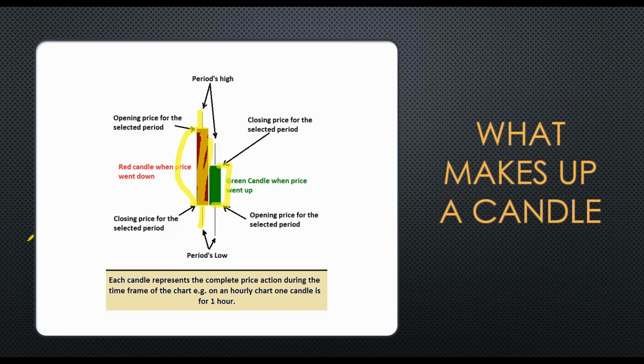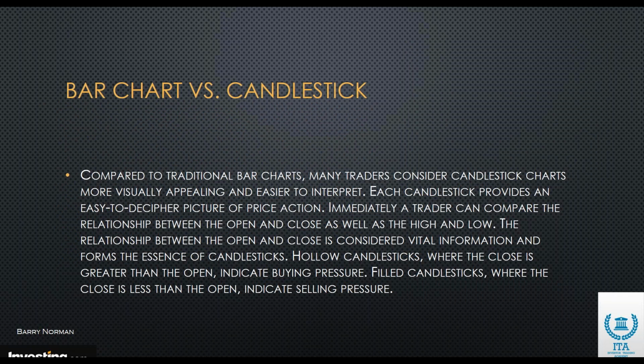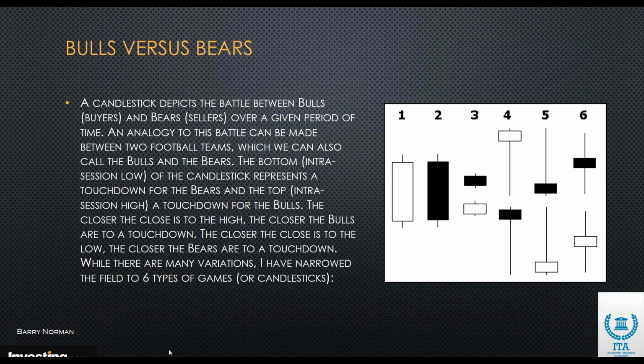So we have our bullish and our bearish candles. Now, these candlesticks tell us the battle of the bulls and the bears. They tell us who is dominating the market and what is the story in the marketplace. There are basically 6 different stories. That's it.